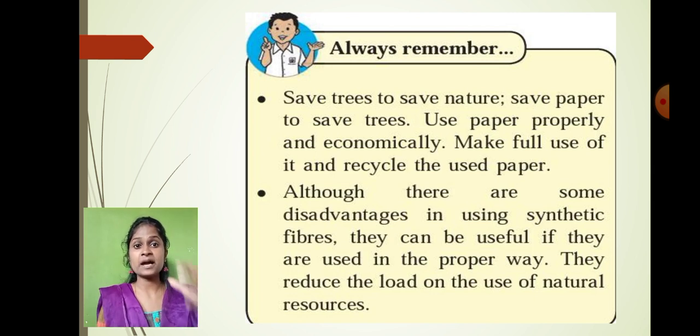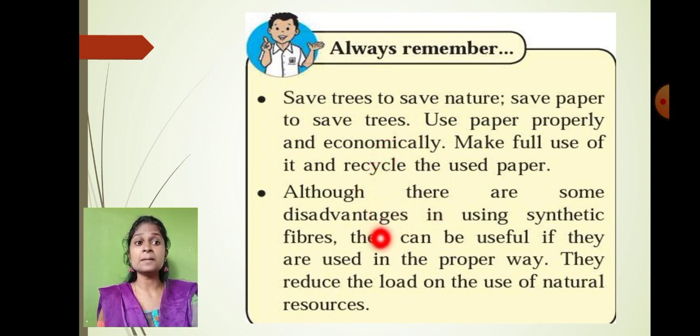Okay. And again, we have seen how exactly paper is produced. From the coniferous plant, the pine plant, we obtain wood, we make the pulp of the wood, then we soak it in different kinds of chemicals, and that pulp we press, and when it is dried, finally we get the paper. So let me tell you, students, always remember: save trees to save nature, save paper to save the trees. Use paper properly and economically, make full use of it, and recycle the used paper. In that way we can save trees in larger quantity.